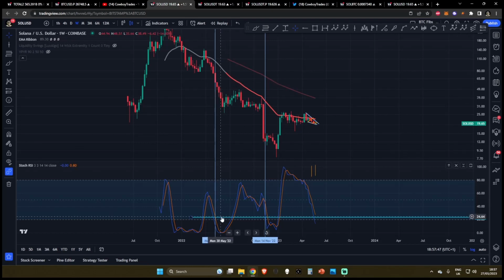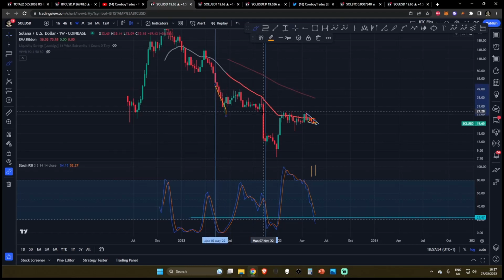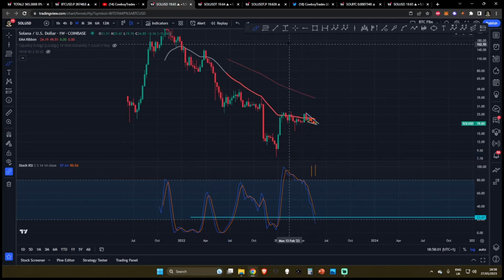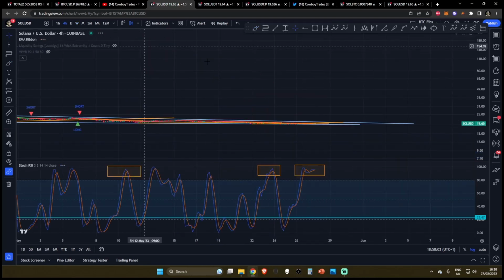And as you can see in these 2 previous examples, when we're breaking down on the stochastic and we're around about this 24 mark, we do have some sizable corrections back down to the downside. I think this is going to be another sizable correction coming very soon for Solana.